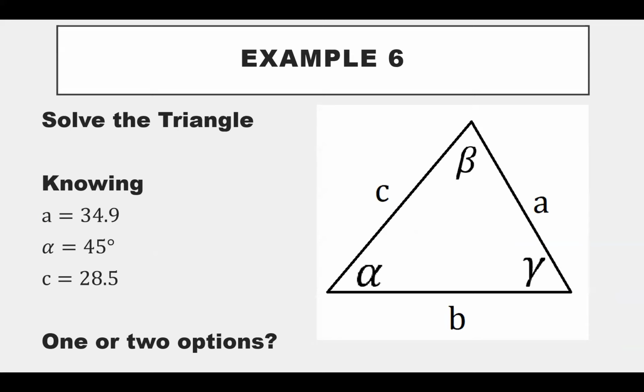So go ahead and try example 6 here. This is given two sides and an angle, and the angle that we're given is associated with one of the sides given. So alpha and A. Try to solve this one and see if you get two options for triangles or if you get one option. And then if you have two options, what are the two triangles? If you have one option, what is that one triangle? Try this on your own. In a couple of seconds, I will show you how it's done.